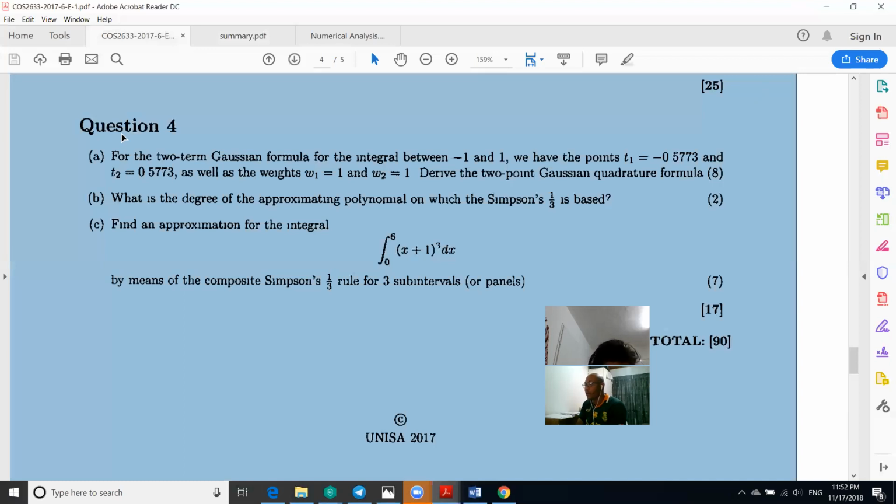Find the approximation of the integral from 0 to 6 based on the composite 1/3 rule for 3 subintervals. Which one are we doing? We did A after you watched the video. B, we told you it's 4th degree. C, we can do now together.